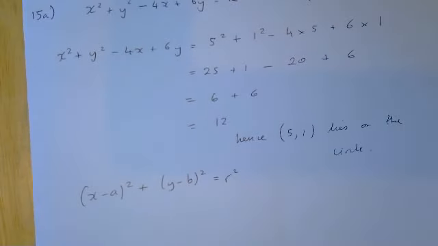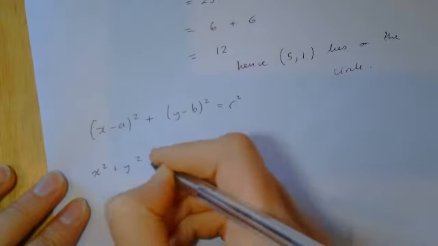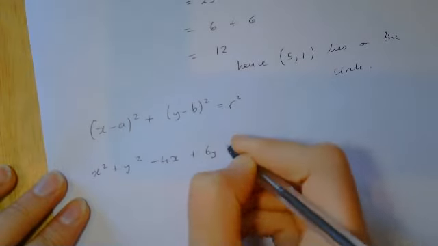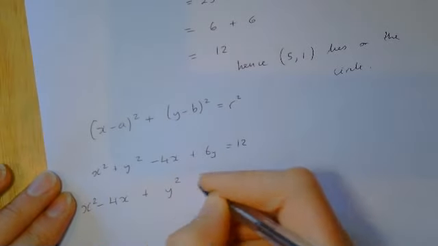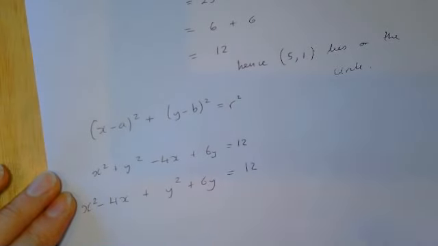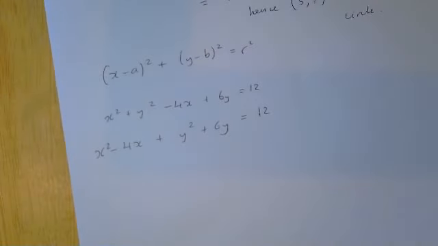Now we know that a circle, once it's in this form, is really easy to deal with. So let's put it in that form. Once it's in that form, then we can read off loads of stuff quite easily. So I've got x squared plus y squared minus 4x plus 6y equals 12. So I'm going to write that as x squared minus 4x plus y squared plus 6y. Put my x's together, put my y's together.